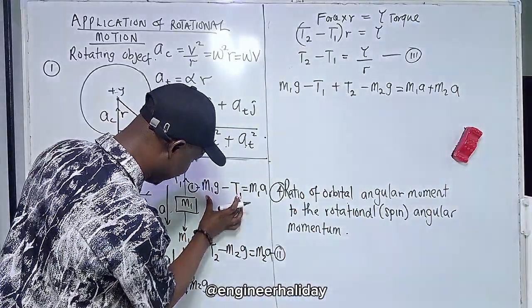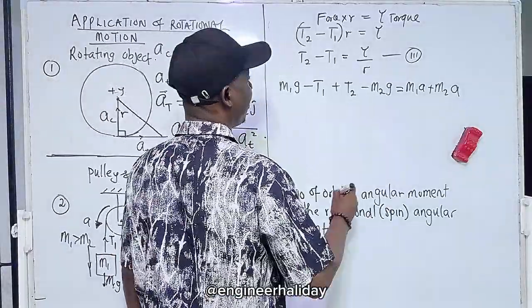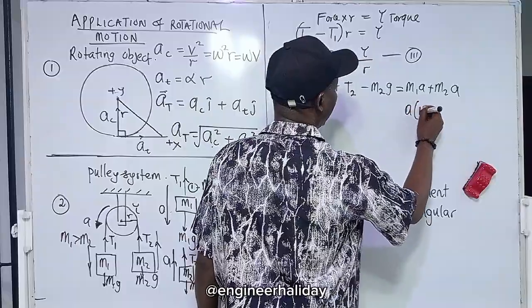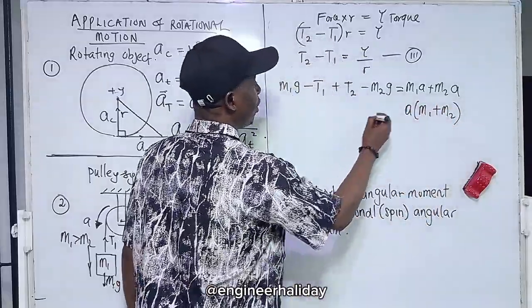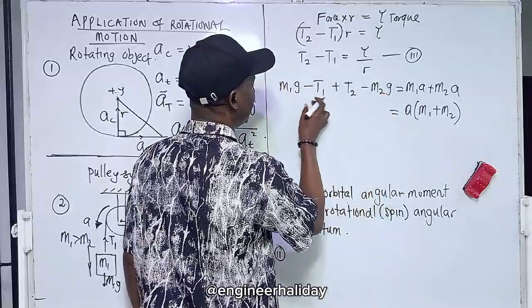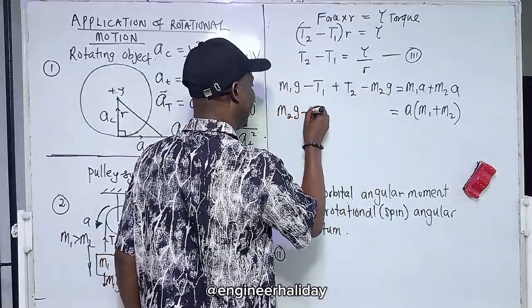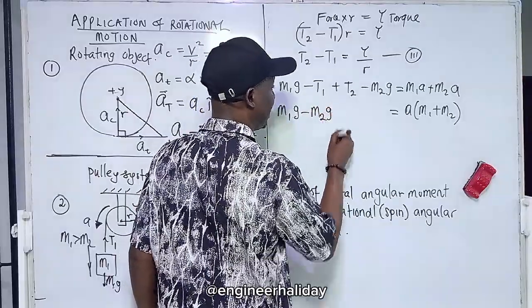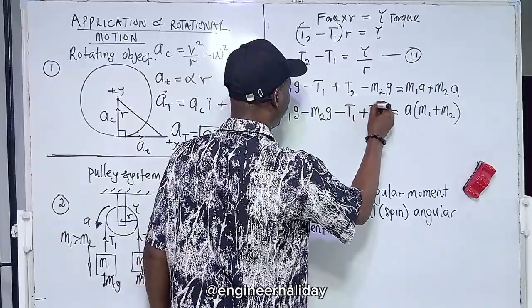We add these two together, this one plus this plus this, so that we can now have what is common on both sides. A is common, M1 plus M2. Look at the board. Then we have M1G minus M2G, then minus T1 plus T2.